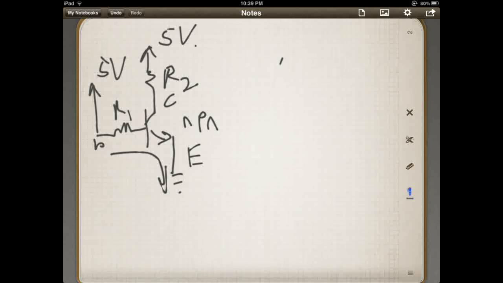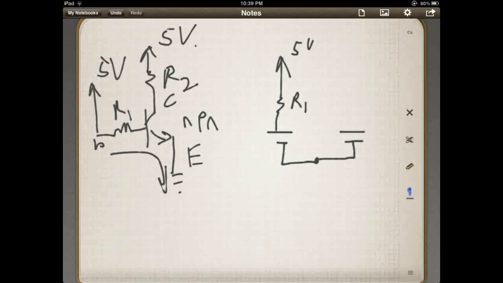What the actual circuit model looks like is you're going to have 5 volts. We have this resistor R1 for the base. There's going to be a little voltage potential here, as well as another one at the other side. 5 volts. This is the R2.